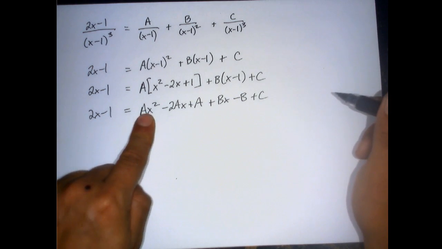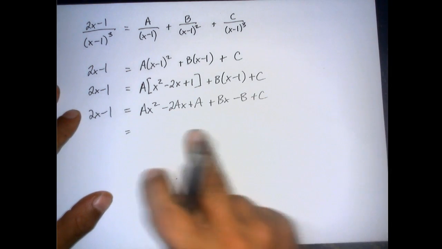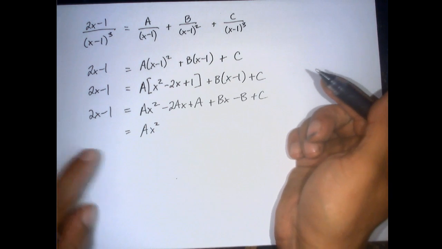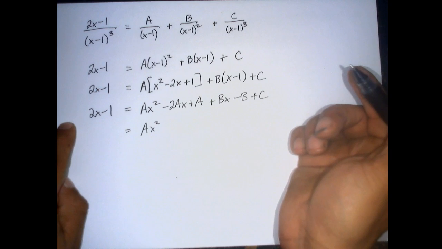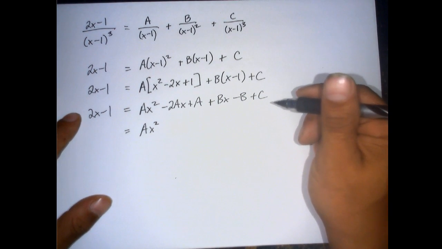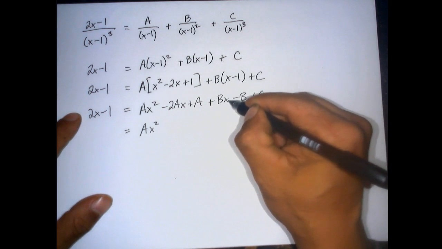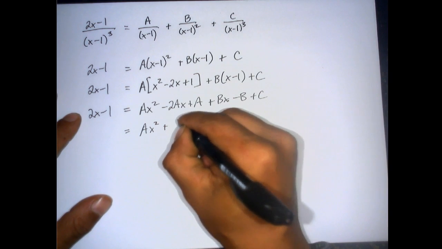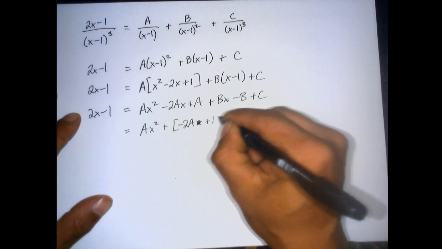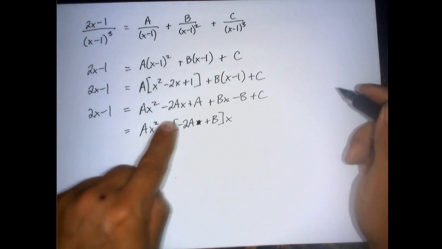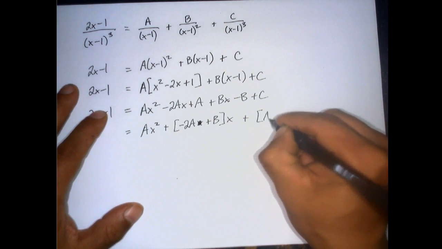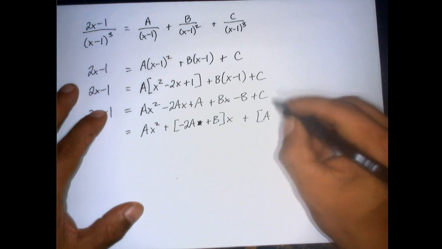All right, let's combine like terms. Oh, look, there's only ax squared, right? There's no other x squared, so ax squared. And you'll also see why that's nice, because there's no x squared term, so we know what a is already. A is 0. Okay, let's see, what else we got here? We got a bx and a 2ax, so plus negative 2ax plus bx. So negative 2a plus b times x, plus a minus b plus c.